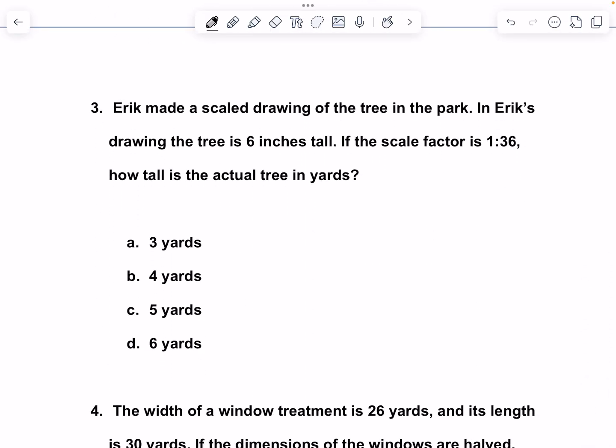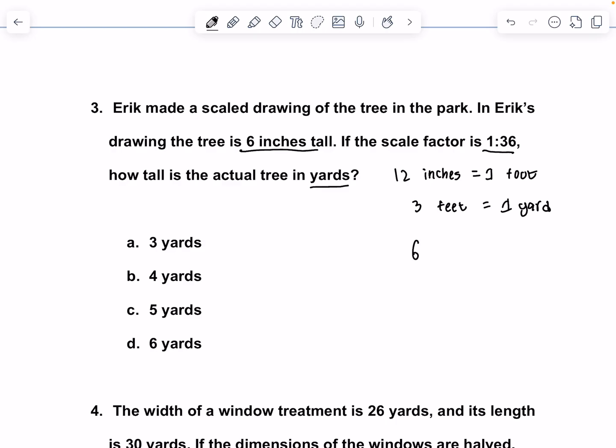And number 3, we'll be doing scaling. So it says Eric made a scale drawing of the tree in the park. In Eric's drawing, the tree is 6 inches tall, and the scale factor is 1 to 36. How tall is the tree in yards? So first we need to establish conversions. 12 inches is equal to 1 foot, and 3 feet are equal to 1 yard. So this would be important.